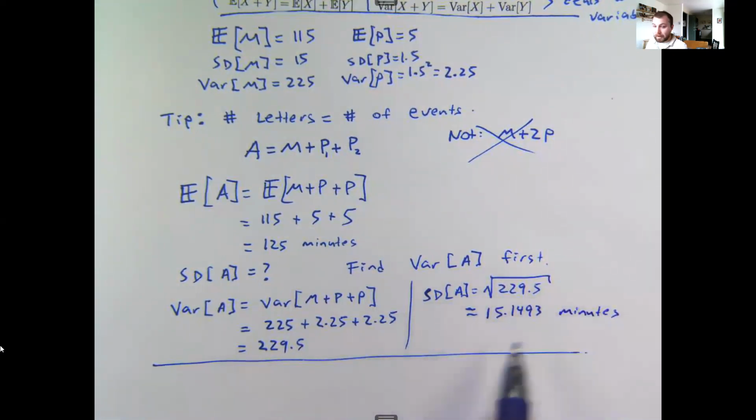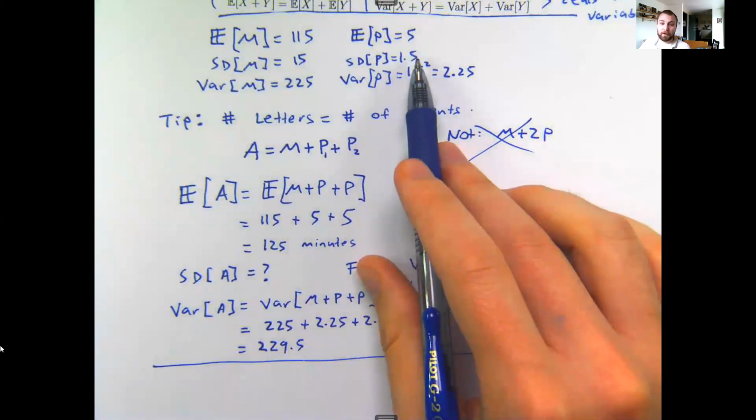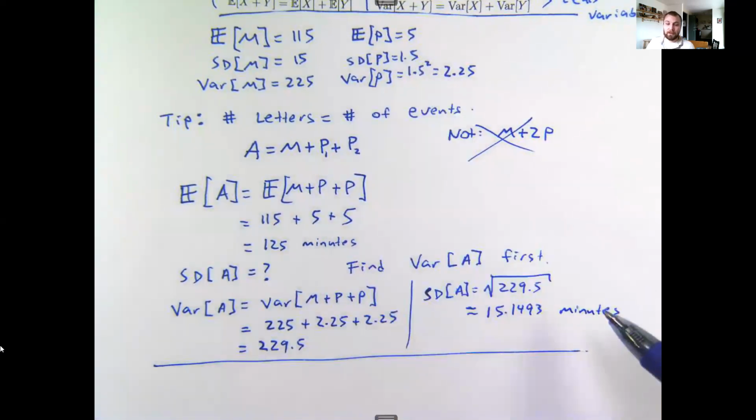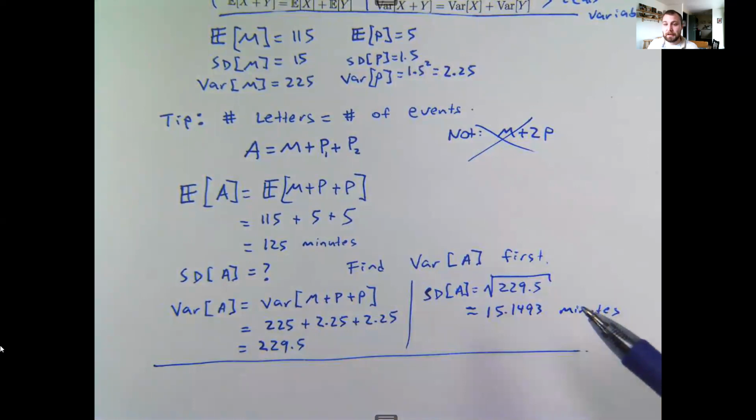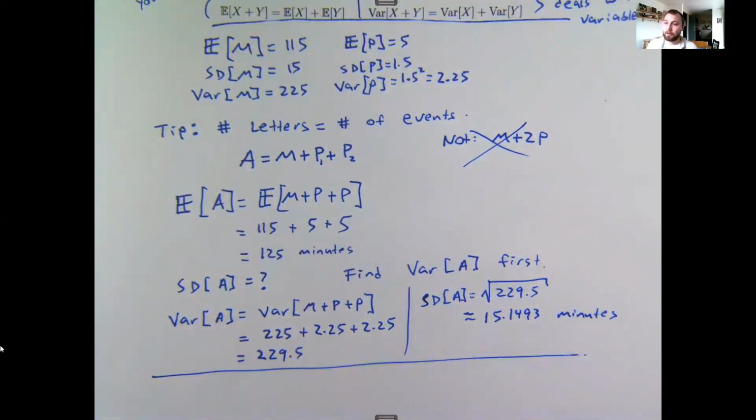Now just note, if you tried adding the standard deviations together, if you had 15 plus 1.5 plus 1.5, you'd end up getting the number 18. So you do not add at the standard deviation level, you actually add at the variance level. Technically what's going on behind the scenes is this sort of like c squared equals a squared plus b squared. It's sort of like combining things using the Pythagorean theorem. You're not allowed to just add sides to the triangle, you have to use the Pythagorean theorem.